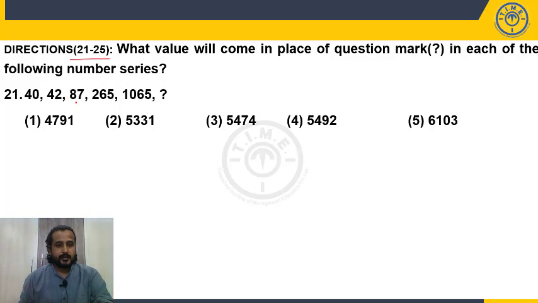What are the given numbers? 40, 42, 87, 265, 1065. Before that, read the instructions. What are they asking to find? What will come in place of the question mark in each of the following number series?